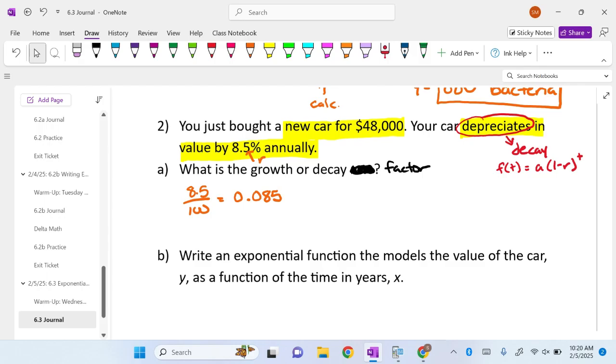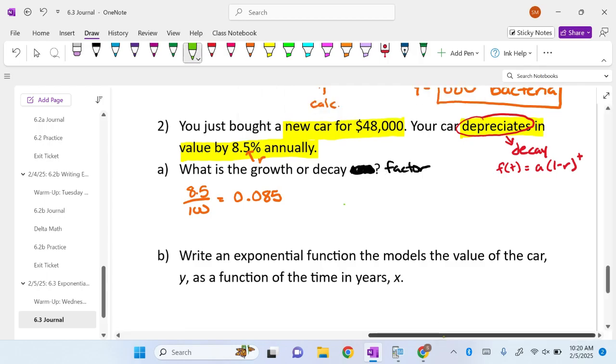Right. 1 minus the 0.085. So we're going to do 1 minus 0.085. And what would you get if you put that in your calculator? 0.915, I should say. So this would be our decay factor, our B value.